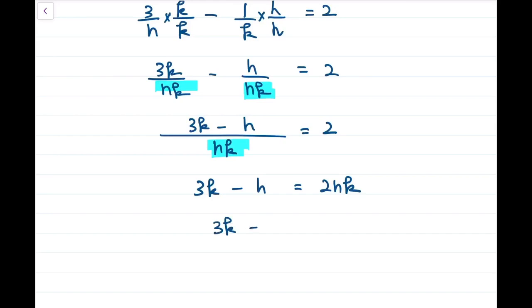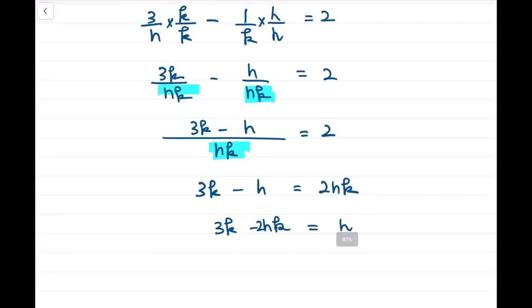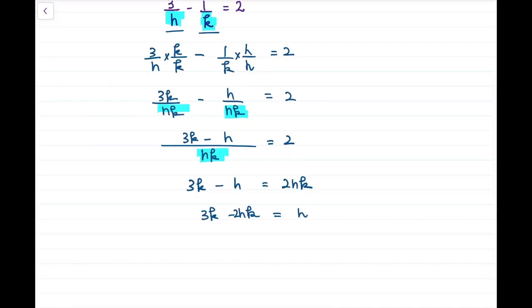So let's say I move 2hk here, and then I move h to this side. If you notice, the signs are changed, so please make sure you remember that you have to change the signs when you're changing sides. Once I'm at this step, now these two terms have k, but then they also have other things.